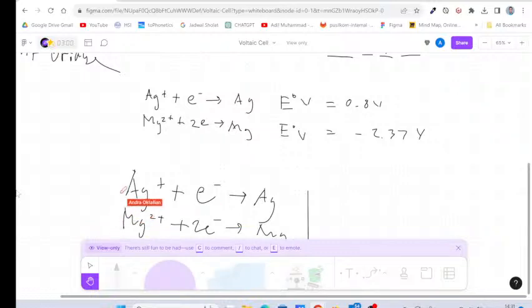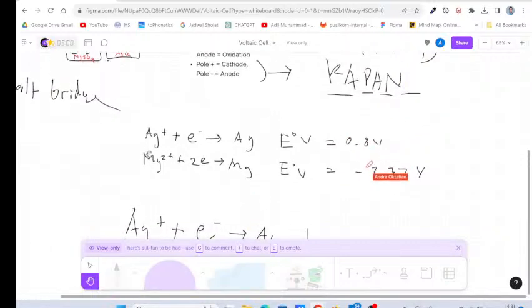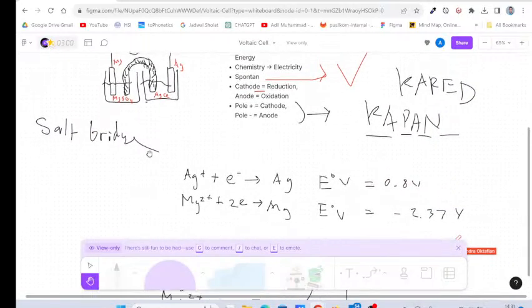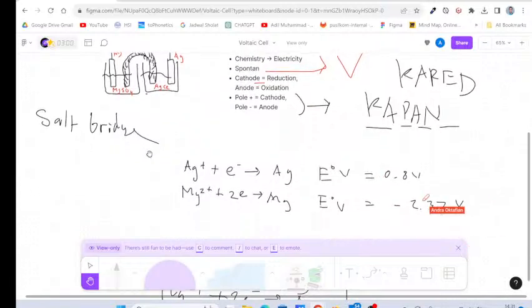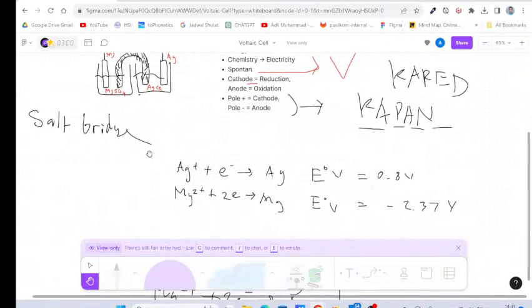Okay. First of all, we need to determine which one is anode and which one is cathode from this voltage. Can you guess? Remember that cathode is reduction. So it should be Mg is cathode while Ag is oxidation. So the cathode is Ag, right? Oh, so Ag is the cathode.